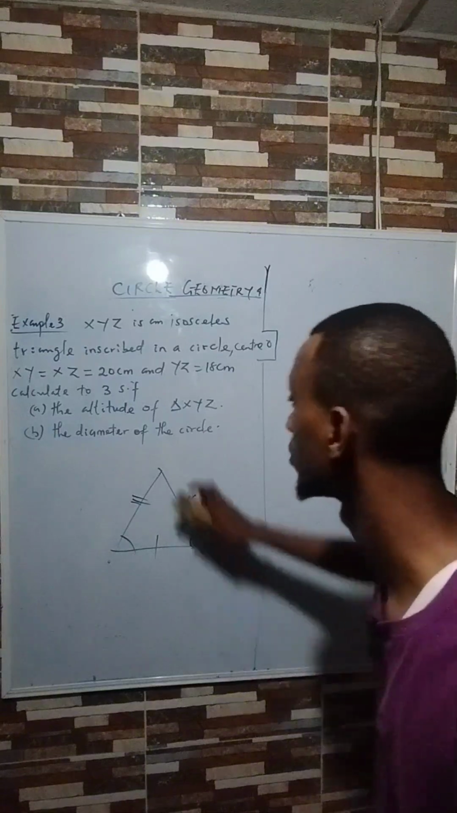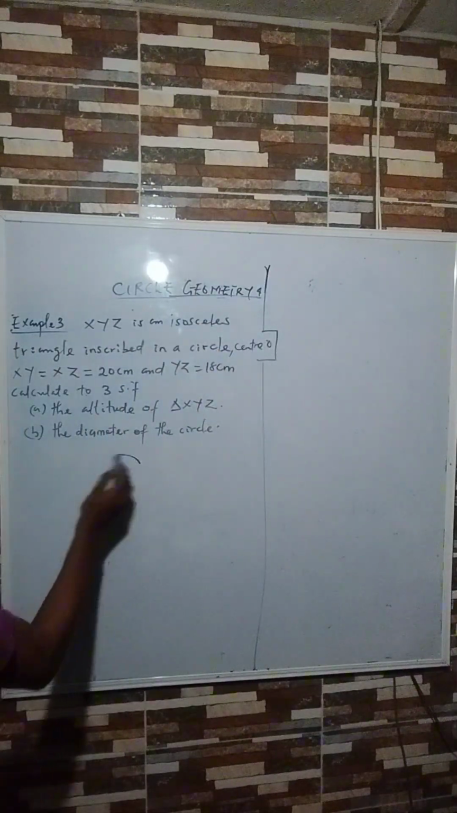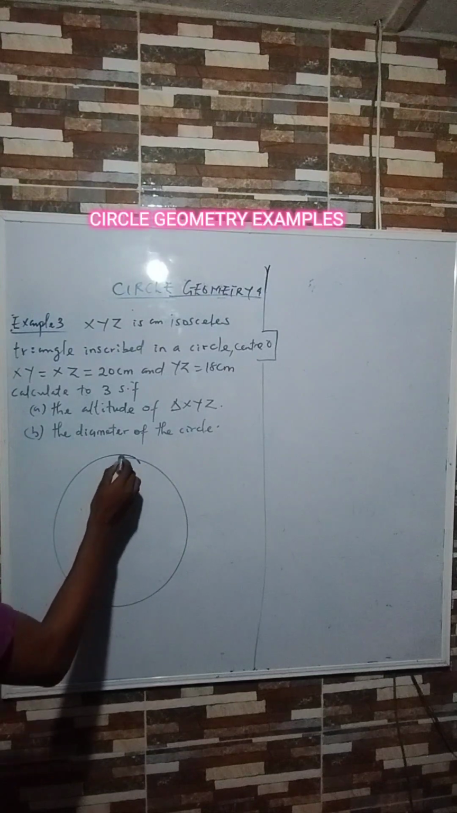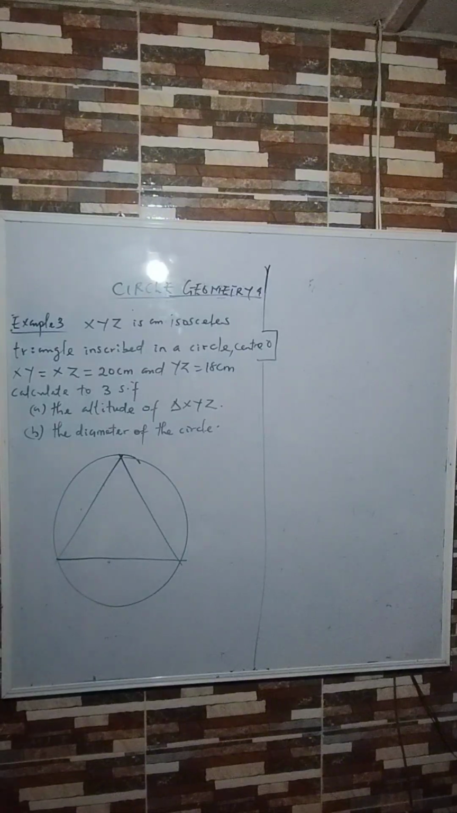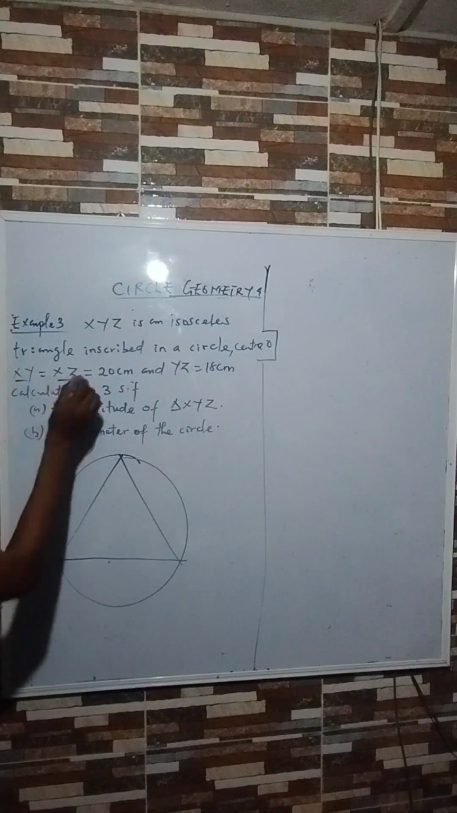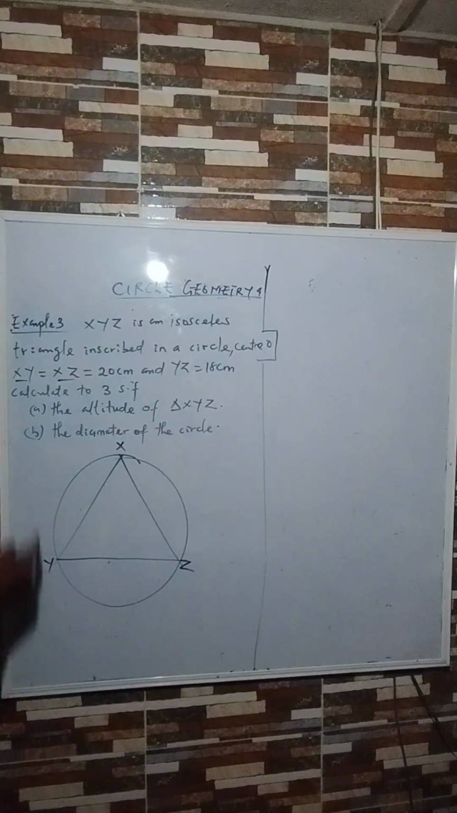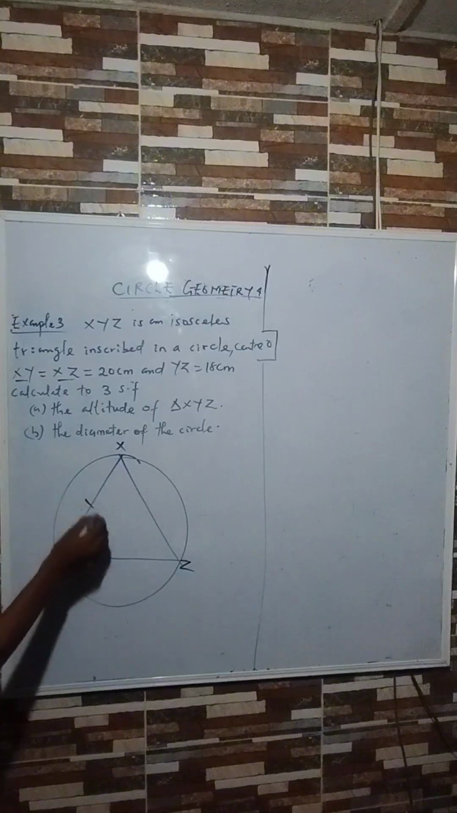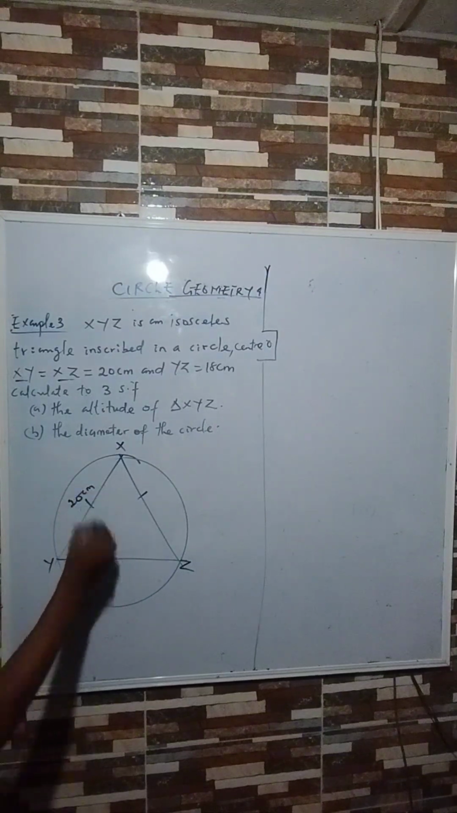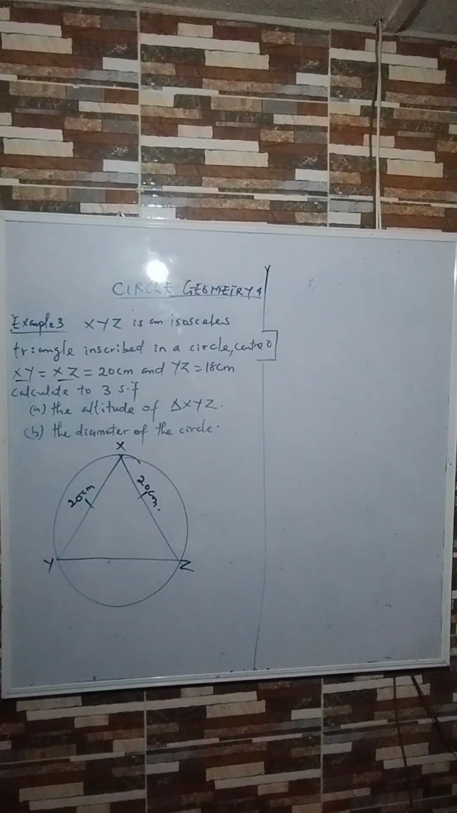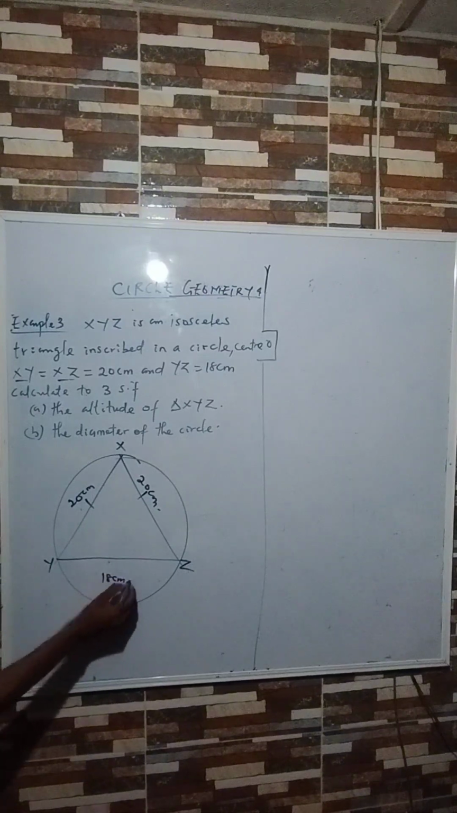Now, XYZ is an isosceles triangle inscribed in a circle. So definitely this is a circle, and an isosceles triangle is inscribed in it, meaning that 2 of its sides are equal. We're told from the question that XY is equal to XZ. You cannot label it anyhow, because you have to show that these are equal. So XY is equal to XZ, which is 20 centimeters. So this side is 20 centimeters, and this side is 20 centimeters. And we're told that YZ is 18 centimeters, so this place is showing 18 centimeters.